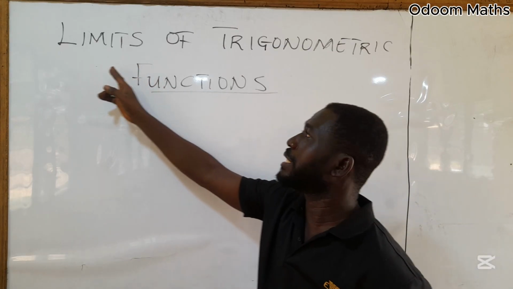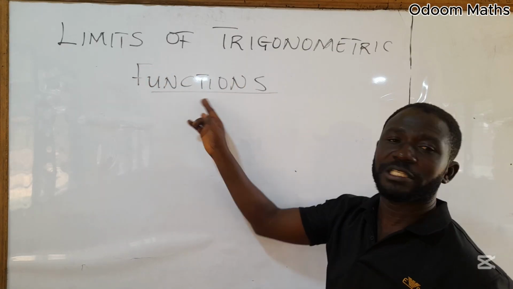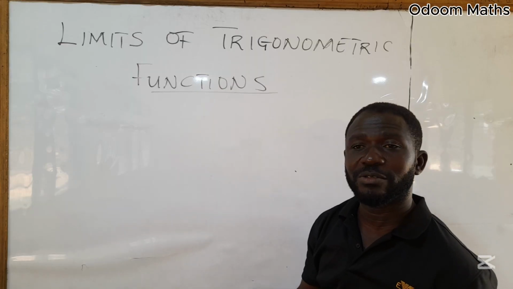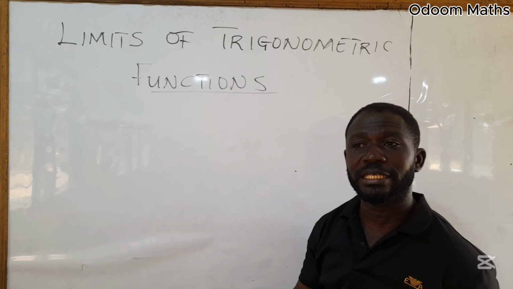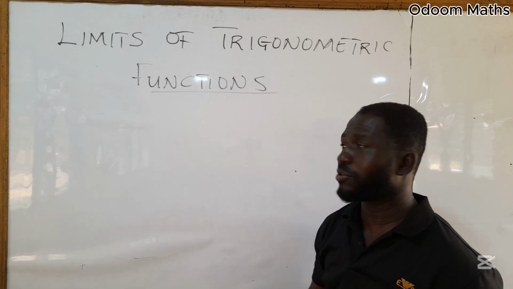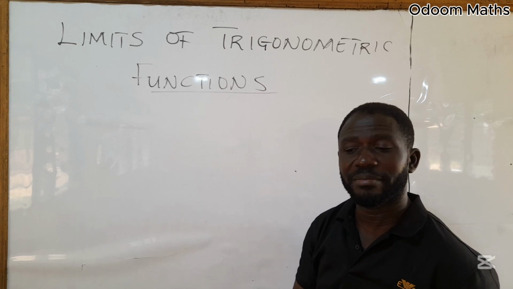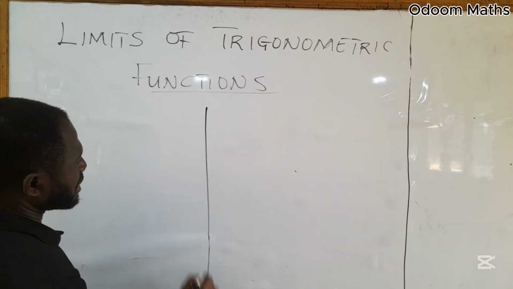Today we are looking at limits of trigonometric functions. That is limits of trig functions, and trig functions include the sine, the cosine, the tangent, and the rest. Let's look at how they behave when a limit is attached to them. We are going to use the Cartesian plane.